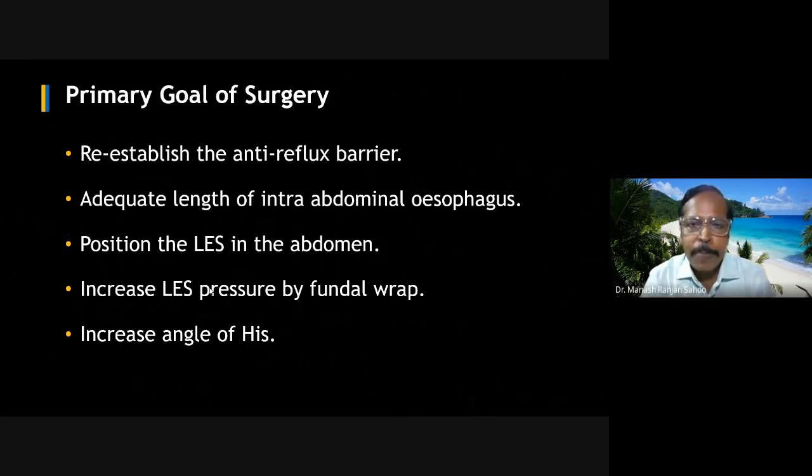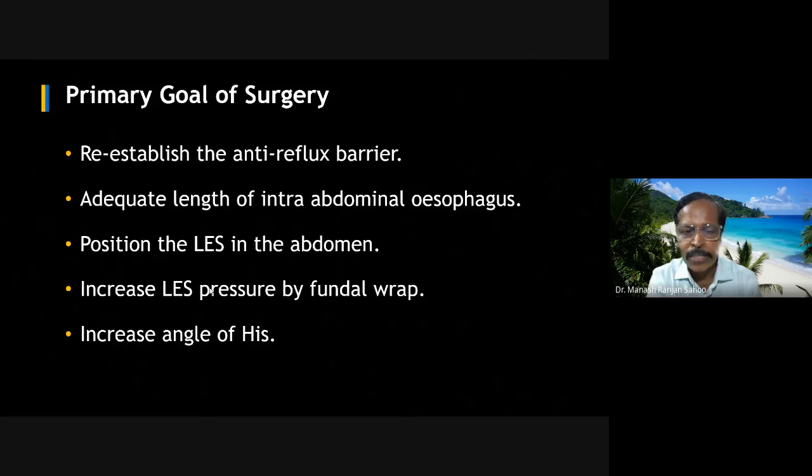So what's the primary goal of anti-reflux surgery? It is to re-establish the anti-reflux barrier, with adequate lengthening of the intra-abdominal esophagus. That's probably most important. That's why the peritoneal phrenoesophageal membrane is important. Positioning the lower esophageal sphincter in the abdomen and increasing the lower esophageal sphincter pressure by giving a fundal wrap. I mean, there is a difference between a wrap and an envelope. When a surgeon is giving a wrap, that means it is covering the whole of the esophagus at the lower end.